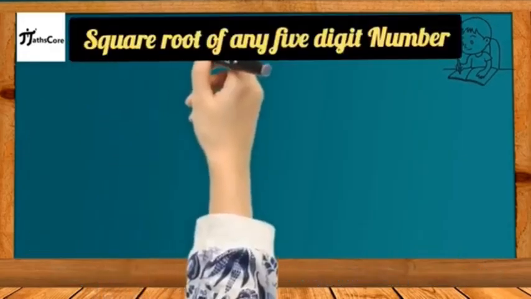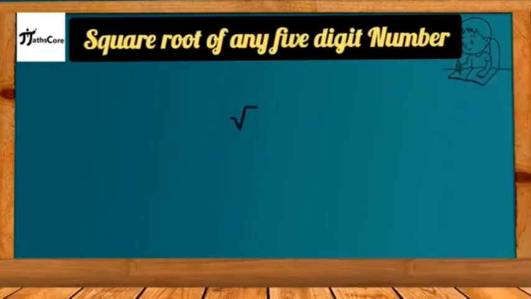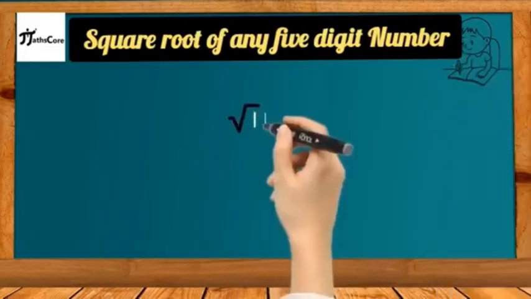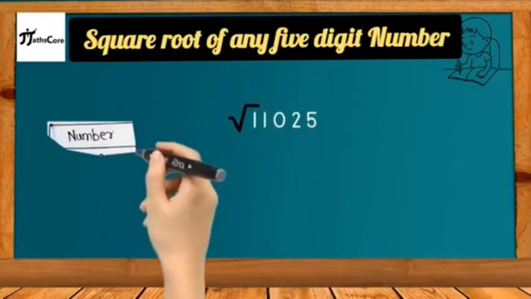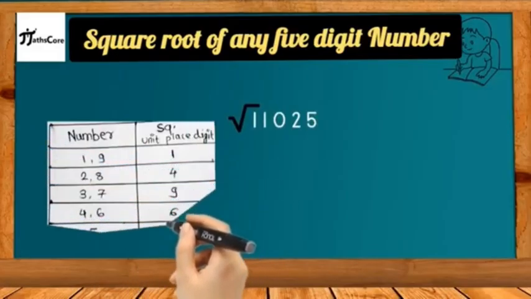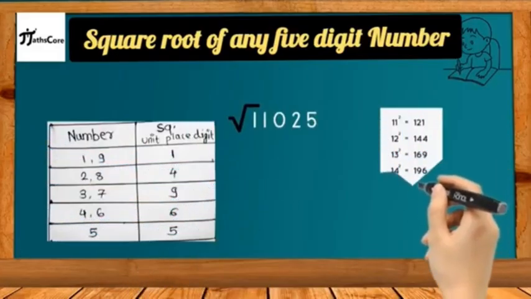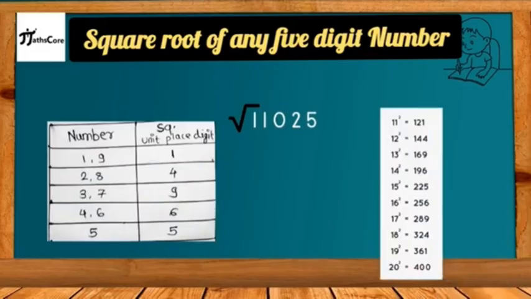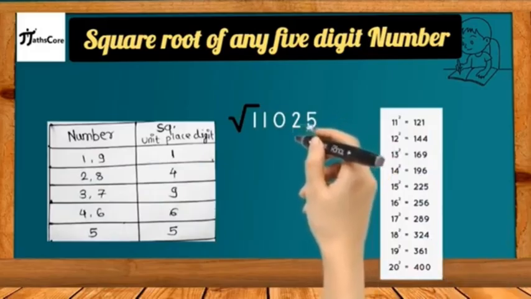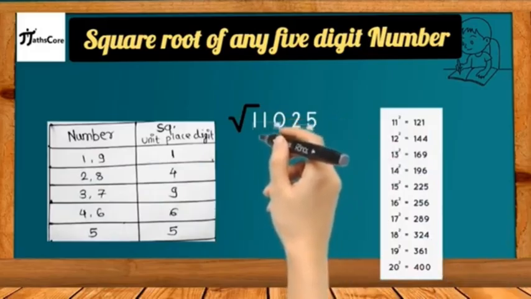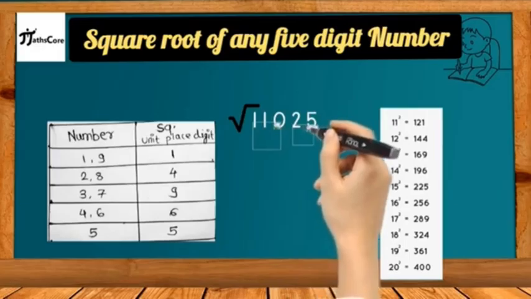First example is square root of 11,025, which is a 5-digit number. To solve this example, we need to use the same technique as we used for the square root of any 4-digit number. So first of all, make pairs of digits from right to left. So the first pair is 25, and after that 3 digits are there. So we need to take them together.